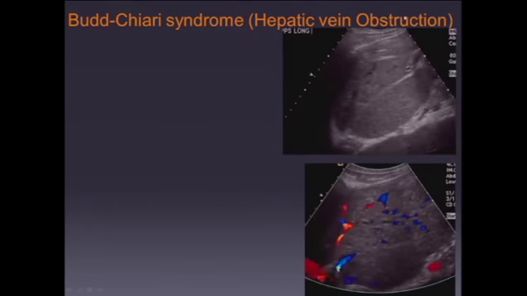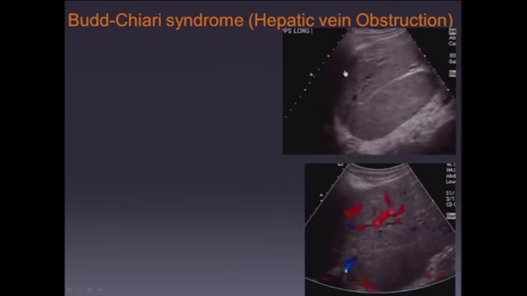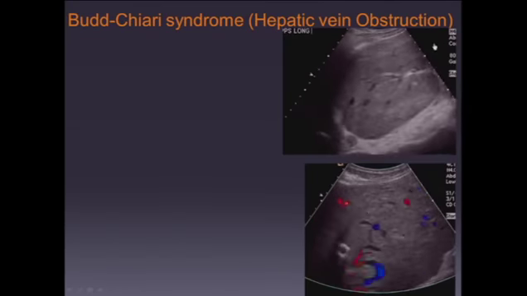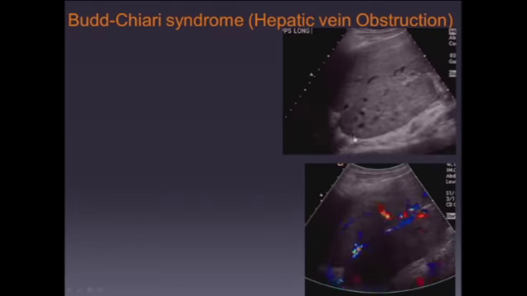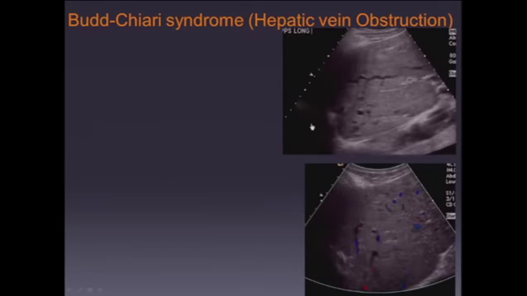And this is a grayscale clip of a patient with Budd-Chiari syndrome in the sagittal plane. The caudate lobe is markedly enlarged. This is one of the features of hepatic vein obstruction.